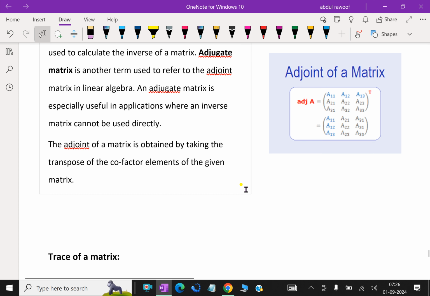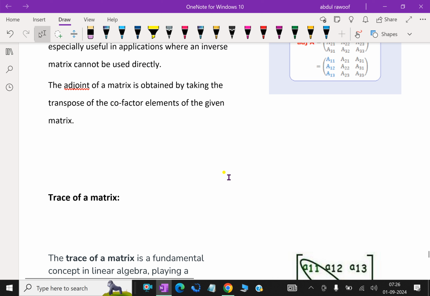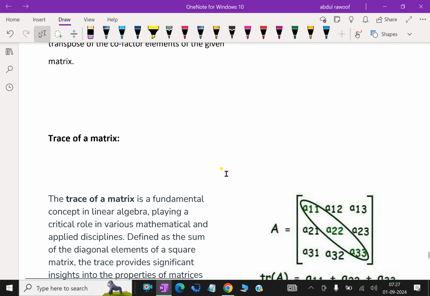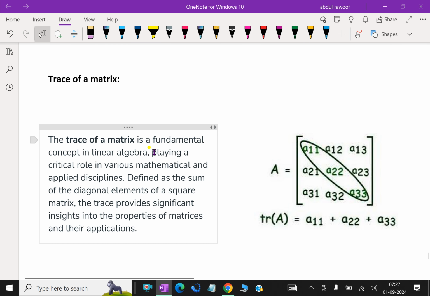Next one, trace of a matrix. What is that? The trace of a matrix is a fundamental concept in linear algebra, playing a critical role in various mathematical and applied disciplines. Defined as the sum of the diagonal elements of a square matrix, the trace provides significant insight into the properties of matrices and their applications. Look here, this matrix A is a square matrix. If we add the elements of this diagonal, the sum must be equal to the trace of that matrix.